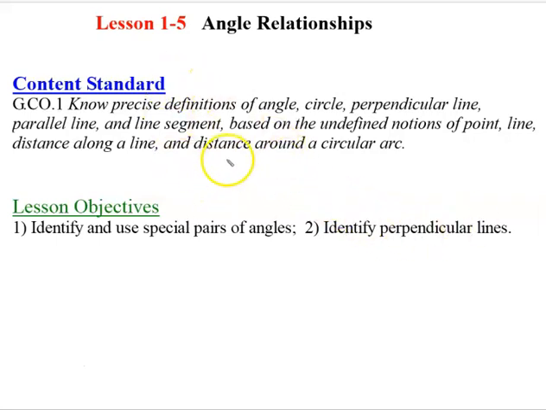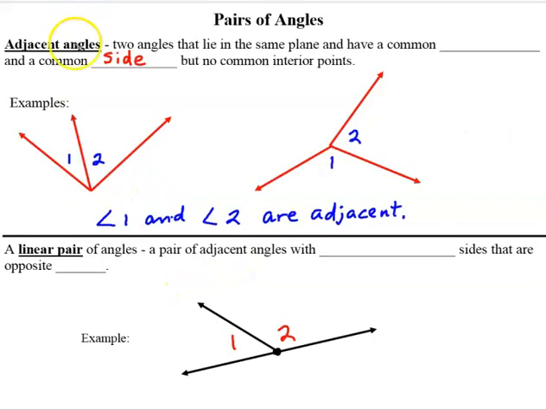All right, we're now ready for lesson 1-5, and our title today is Angle Relationships. We want you to leave today with two major objectives to understand. Identify and use special pairs of angles, and we're going to get some terminology down in just a minute involving special pairs of angles. And then later on we'll talk about perpendicular lines. So let's just jump right into some definitions and examples.